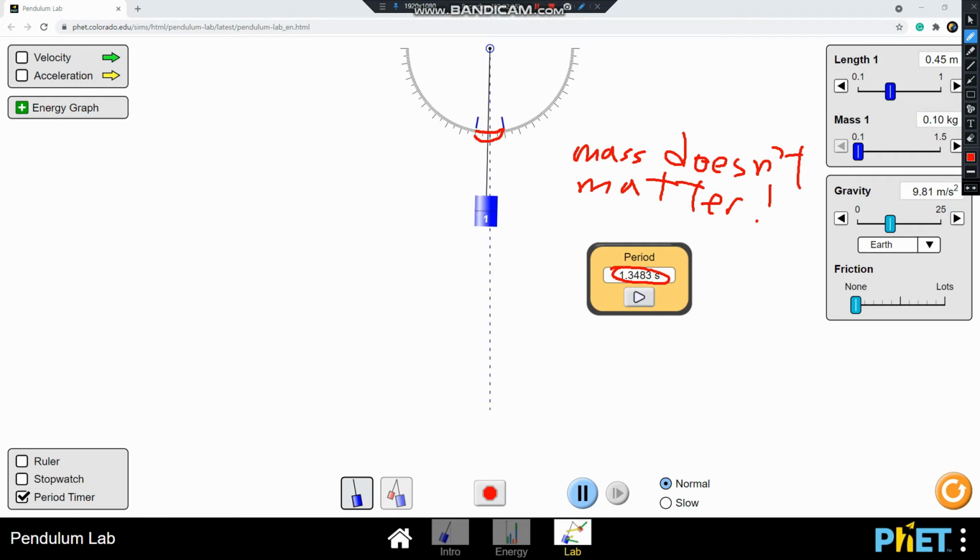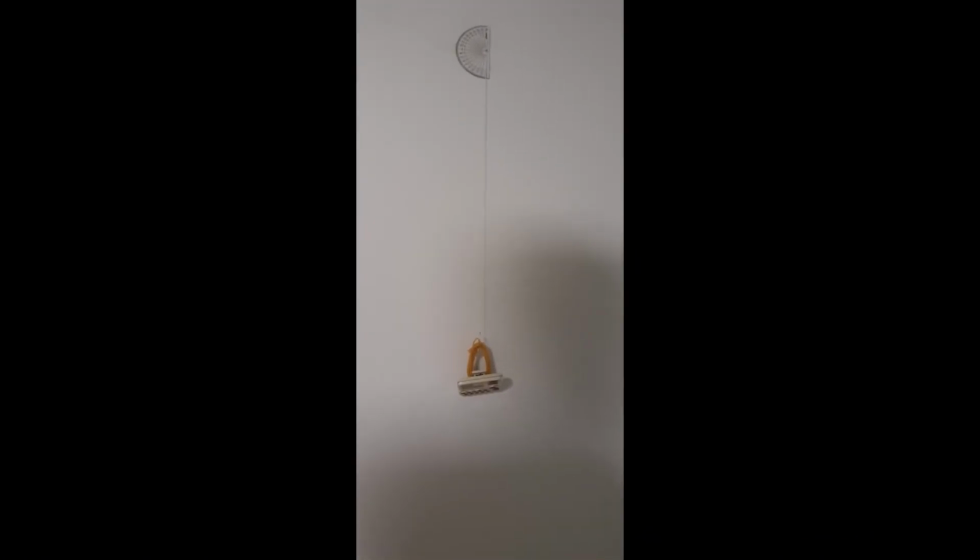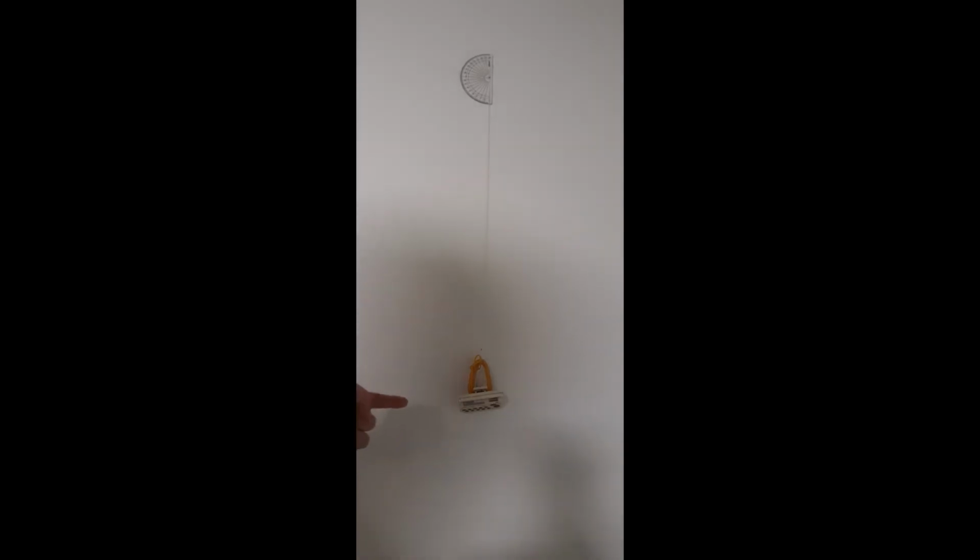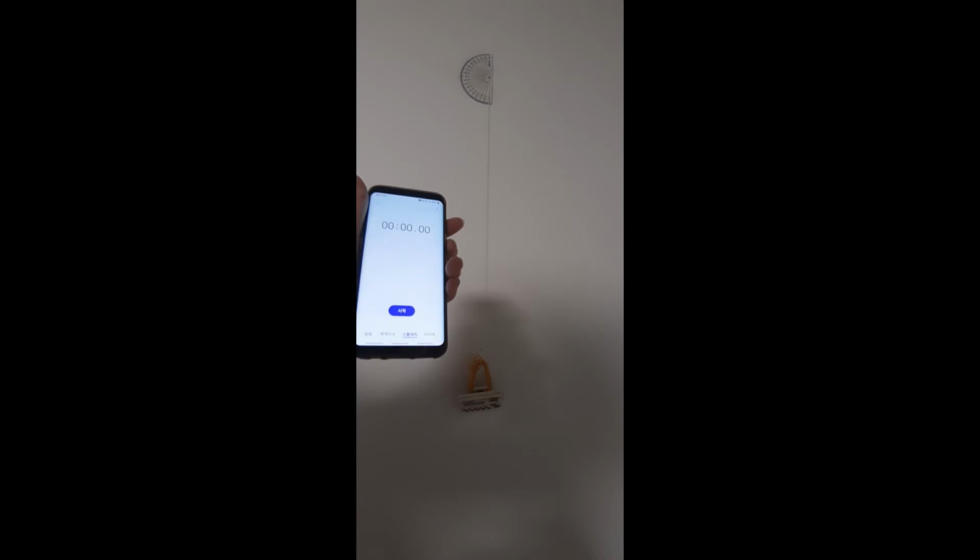Now let's check out the real life pendulum and compare it. This is a physics test for a real life pendulum. I have a 50 gram object, a 0.45 meter string, and a protractor to measure the angle. And I also have a stopwatch to calculate the time of the period. Alright, so let's do it.